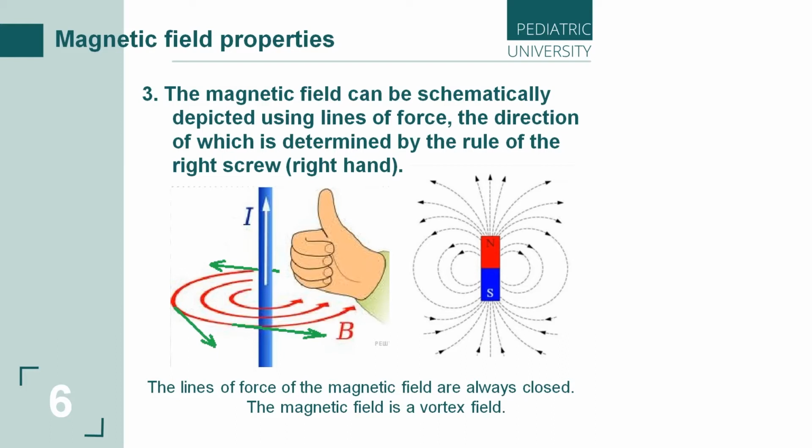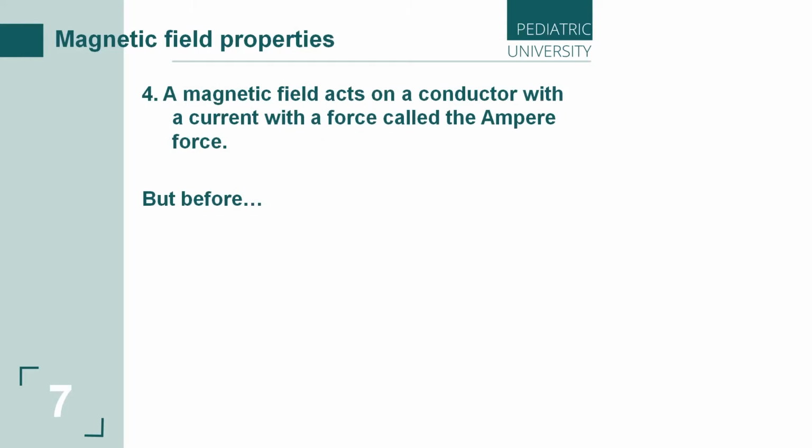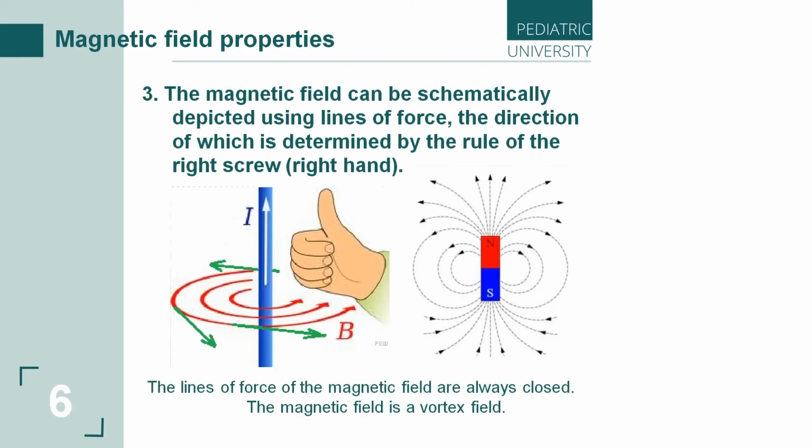What is the right screw rule or the right hand rule? This is a rule for determining the direction of the magnetic field lines. The rule is as follows. If the thumb of the right hand, let's see in the picture, bent 90 degrees, shows the direction of the current, the same direction as the current, then the fingers wrap around the conductor.